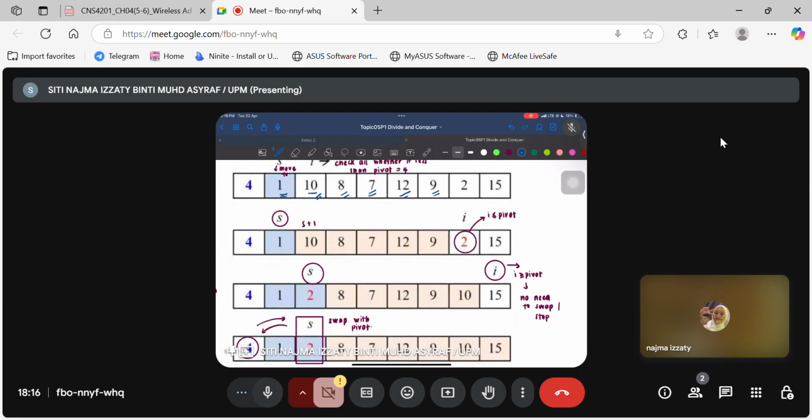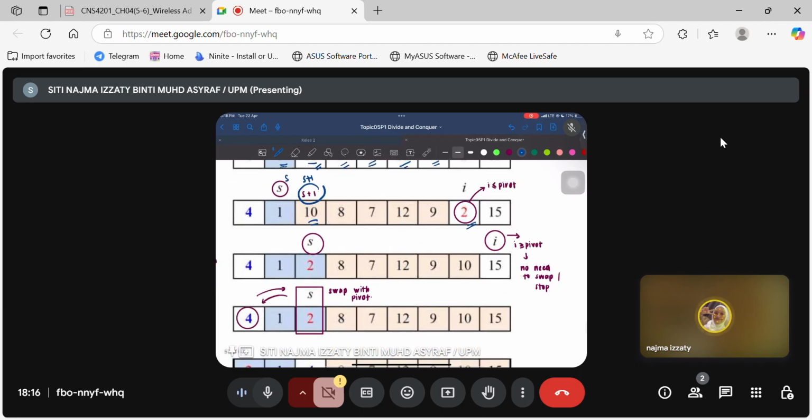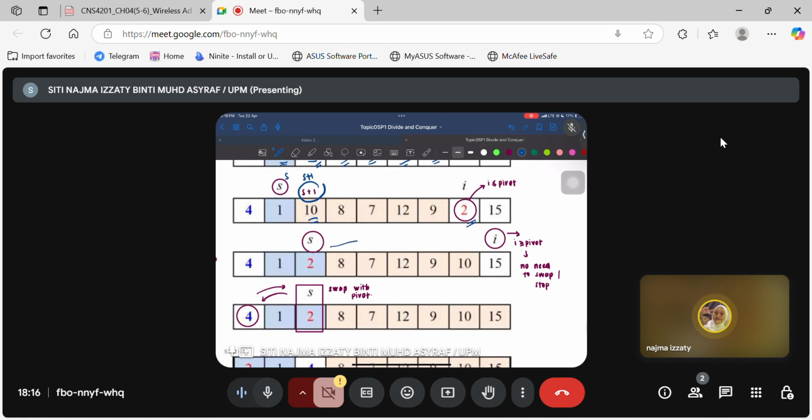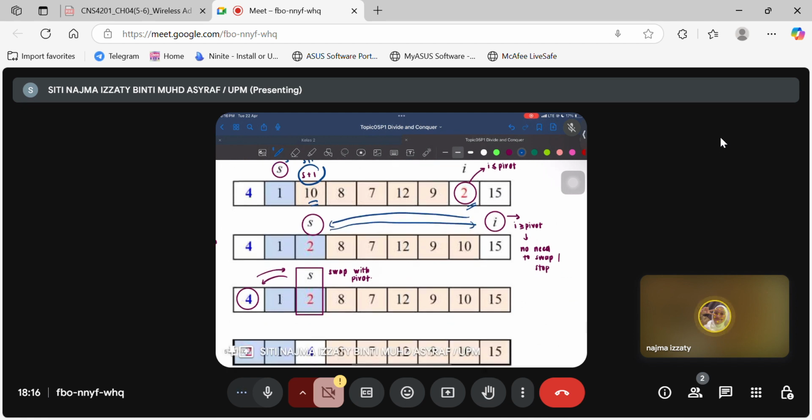So as you can see, 2 is smaller than 4, which is the pivot. We need to swap with the S plus 1. This is the S and this is S plus 1. So we need to swap with the number 10. Okay, next, as you can see, we already swapped this one to this one. So the answer is 4, 1, 2, 8, 7, 12, 9, 10, 15.